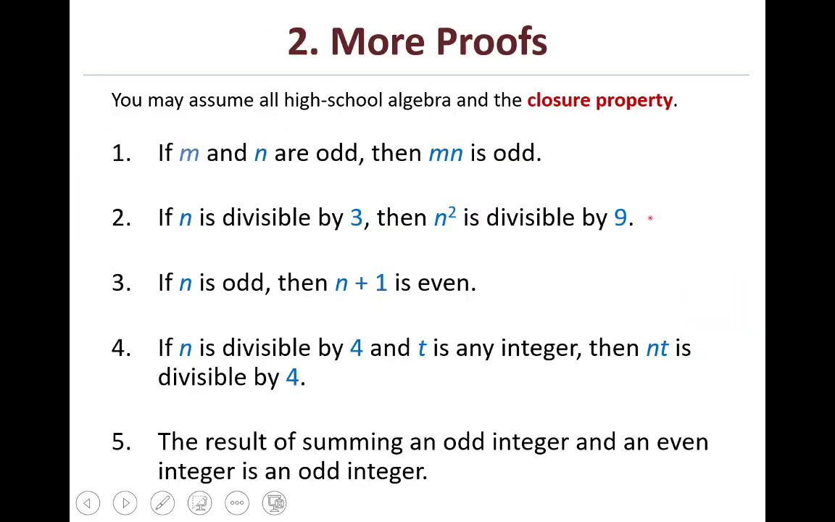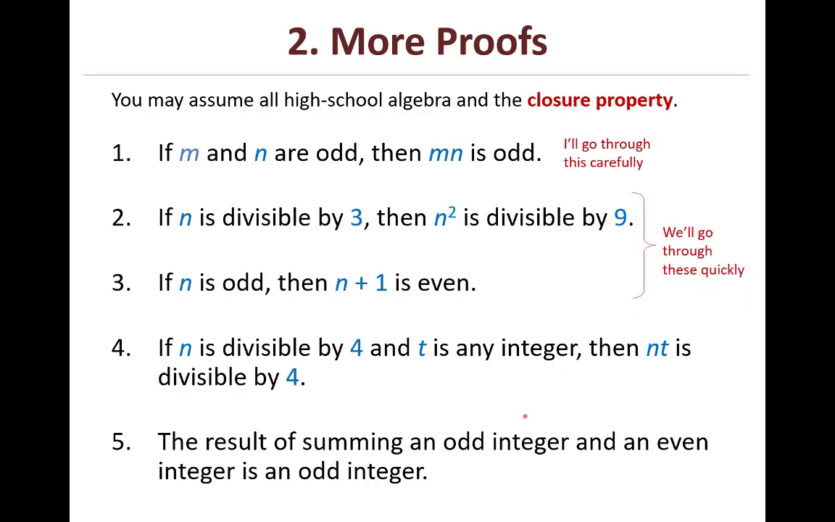How about some more proofs? Again, in these proofs, you may assume all high school algebra and the closure property. You don't need to convince your skeptical reader of those facts. The first problem I will go through carefully, kind of like I did for the first proof, and we'll see how that goes. Proofs 2 and 3 I'll go through a little more quickly. Hopefully we are starting to establish the idea by then. Claims 4 and 5, I will leave as homework. I would like you to write those out fully and be able to show me that you know how to do those proofs. I will repeat the statements of 4 and 5 at the end of this video.